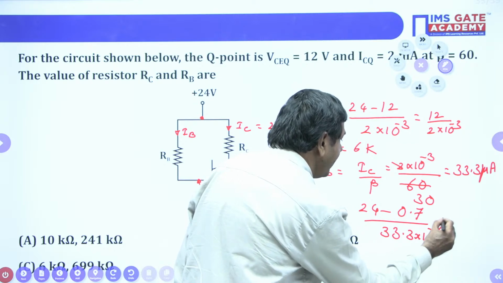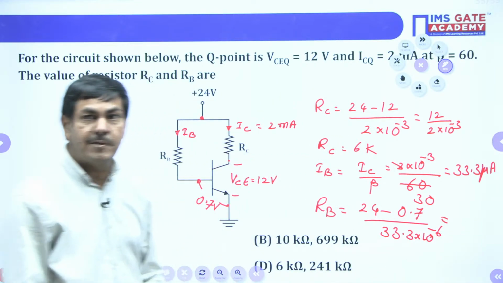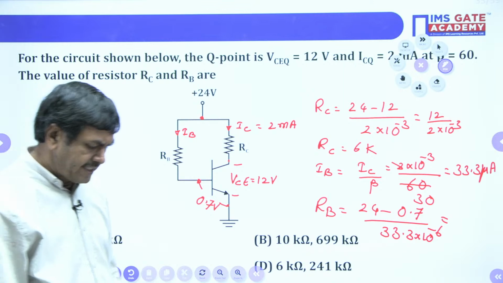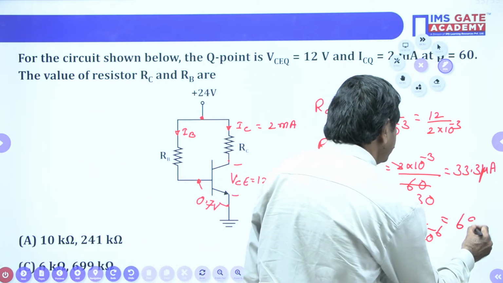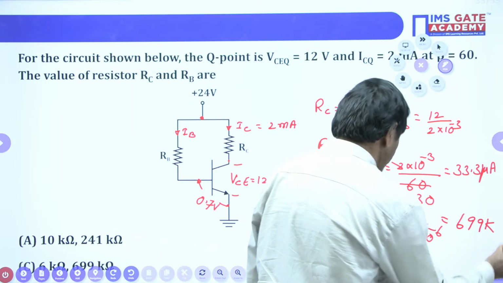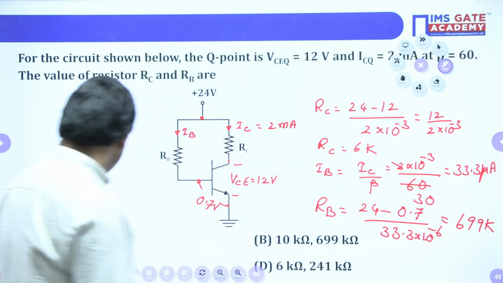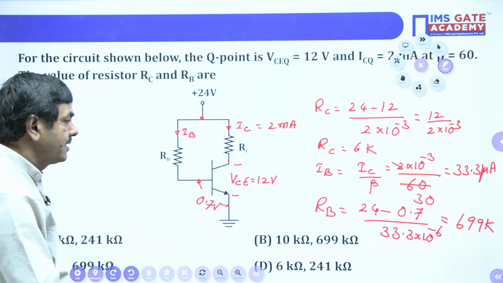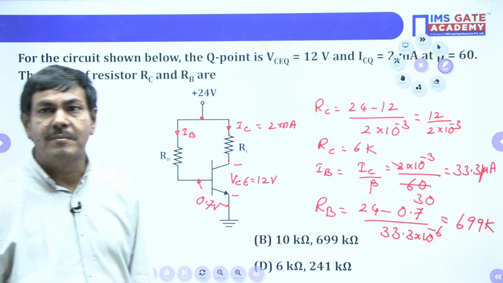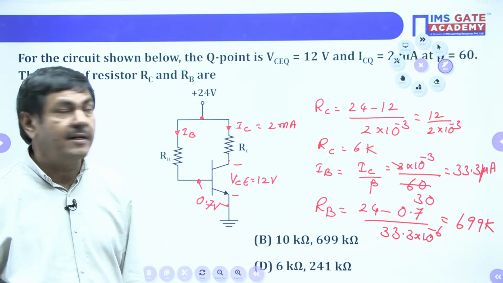Finally, we can get the RB value. What RB value is possible here? RB comes as 699 kilo ohms. Which option is correct? Option C is correct. We are getting RC as 6K and RB equal to 699 kilo ohms.